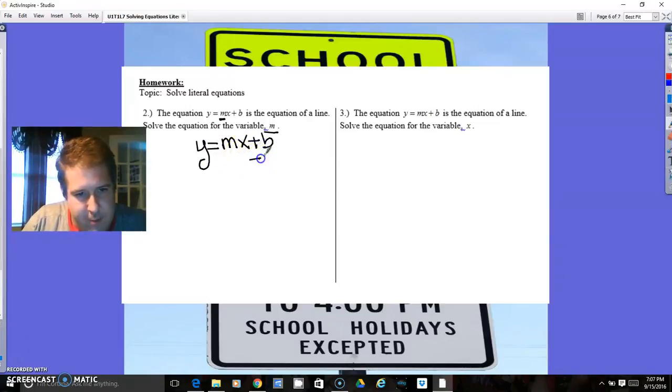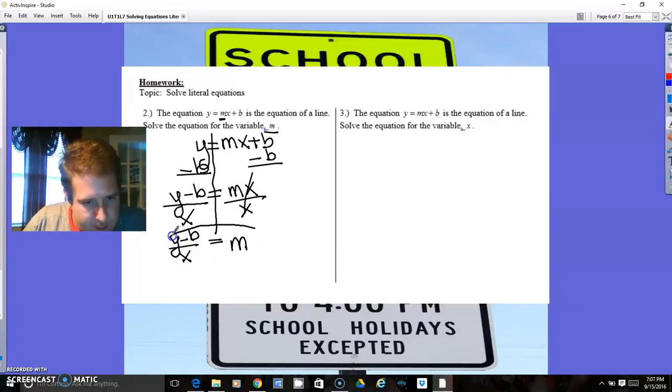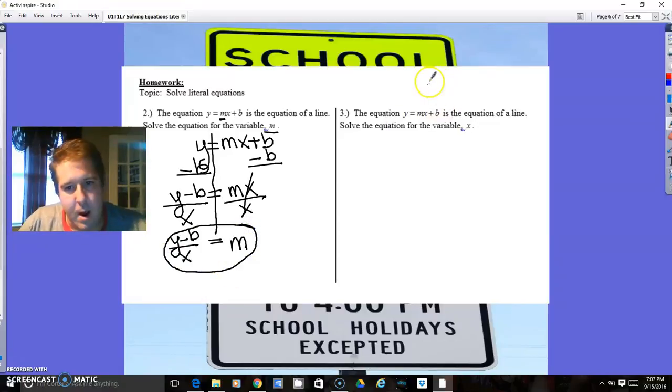Trying to solve for m. So the first thing I have to get rid of is the b. Got to get rid of add or subtract before multiply or divide. That gives me y minus b equals m times x. Divide both sides by m? No, why would I do that? Because I'm trying to solve for m. I'm going to divide both sides by x. Get m by itself. These cancel out, so that means the answer is m equals y minus b divided by x. There's my answer.